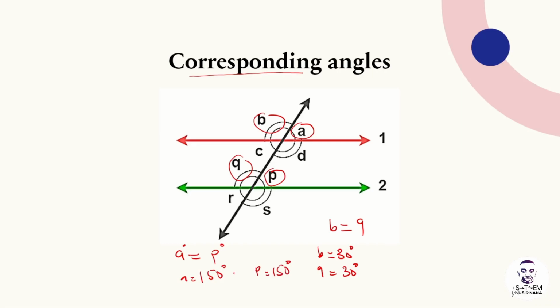So we call these angles corresponding angles. Angles where you have one on the outside and then you have one directly on the inside of it are called corresponding angles. So we can also say that C and R are corresponding angles. So C is equal to R, right, in terms of angles. So if C is, let's say, 60 degrees, then R should also be 60 degrees. So these are corresponding angles.